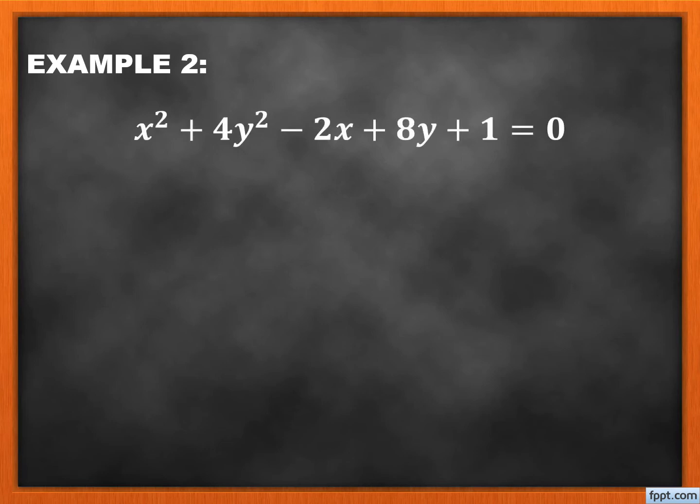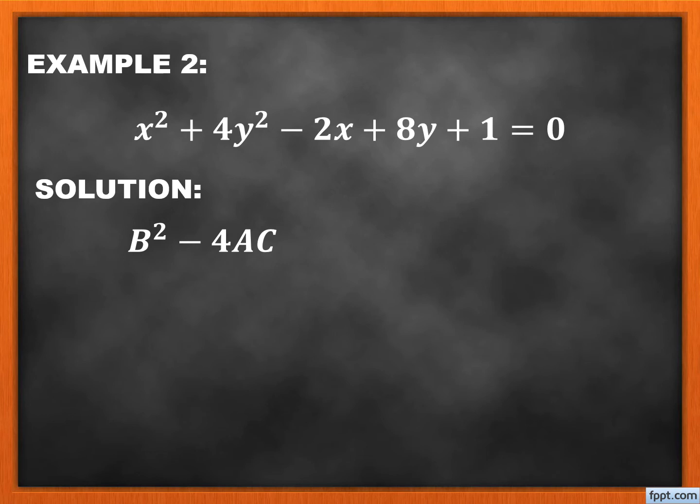Let us have the second example. Our equation is x squared plus 4y squared minus 2x plus 8y plus 1 equals 0. So using our discriminant, let us first identify the values of a, b, and c. The value of a is the coefficient of x squared, which is 1. The value of b is the coefficient of xy. Since wala tayong xy sa equation natin, therefore b equals 0. And c is the coefficient of y squared, which in our equation is positive 4.